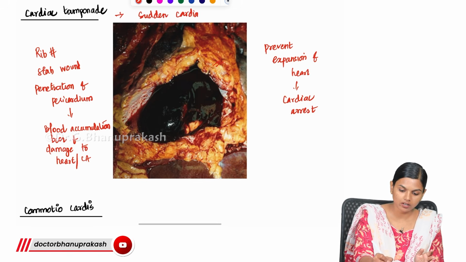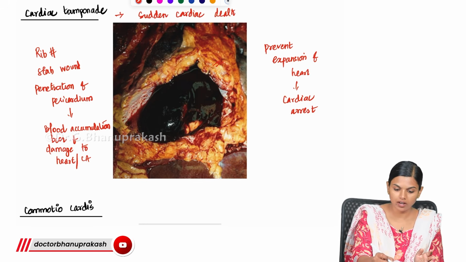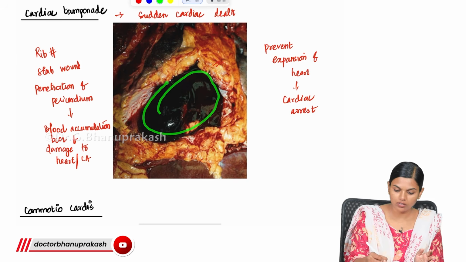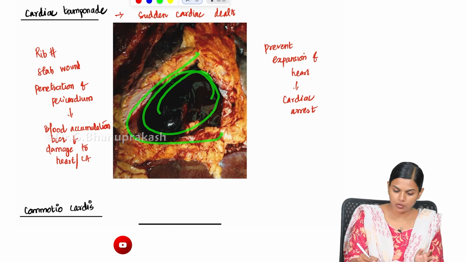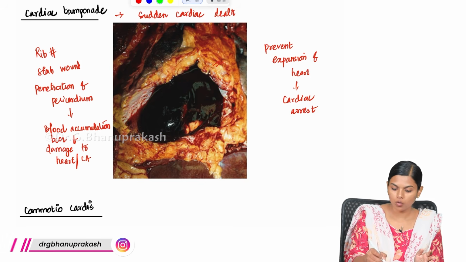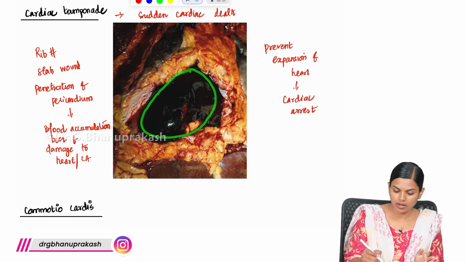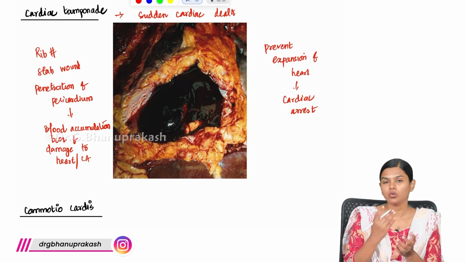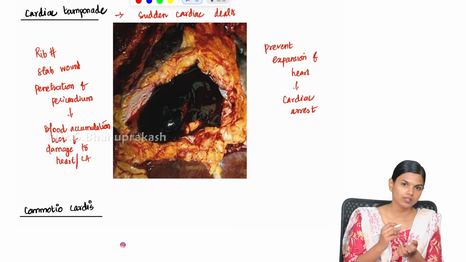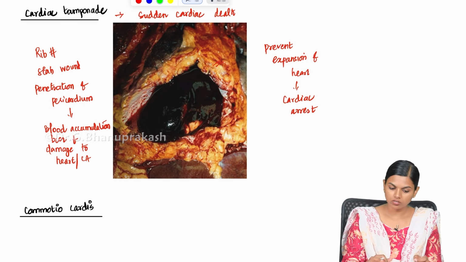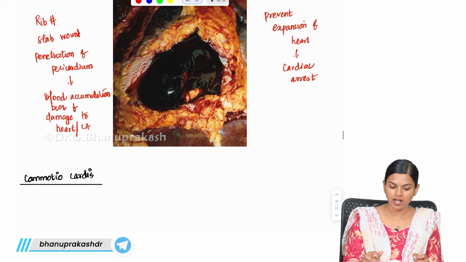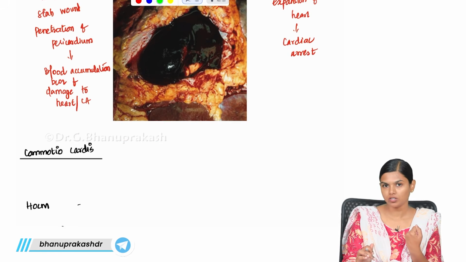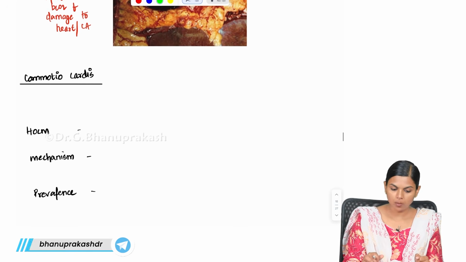You will get sudden cardiac death, and this is how the blood clot will look. So this is your pericardium. You could see all the fat in the pericardium, and when you open it up, you could see the blood clot, and beneath that you could see the heart. See, this is the heart. When you remove all the blood clots, you can see the heart. Sometimes you will be able to visualize the myocardial injury also. So this is cardiac tamponade, and this can happen because of blunt trauma causing rib fracture or stab wound resulting in penetrative injury. Next is Commotio Cordis.